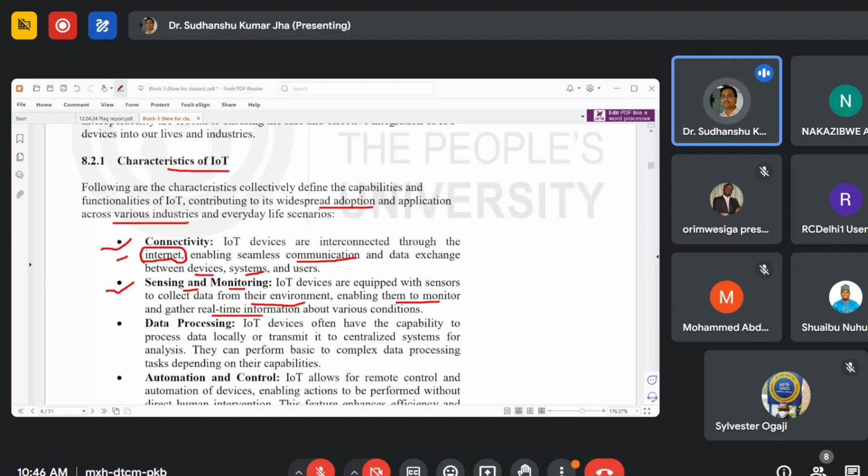Another characteristic is automation and control. IoT allows for automation and control. As we have seen with the example of IoT devices, you can switch your device on or off in your home while sitting in your office. From your office, with your smartphone, you may easily control the functionality of the air conditioner far away from your location. Similarly, scalability means accommodating a vast number of devices and users.